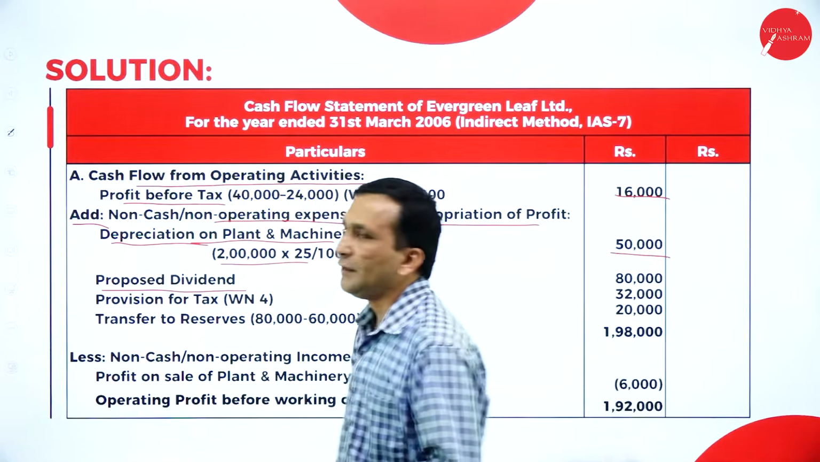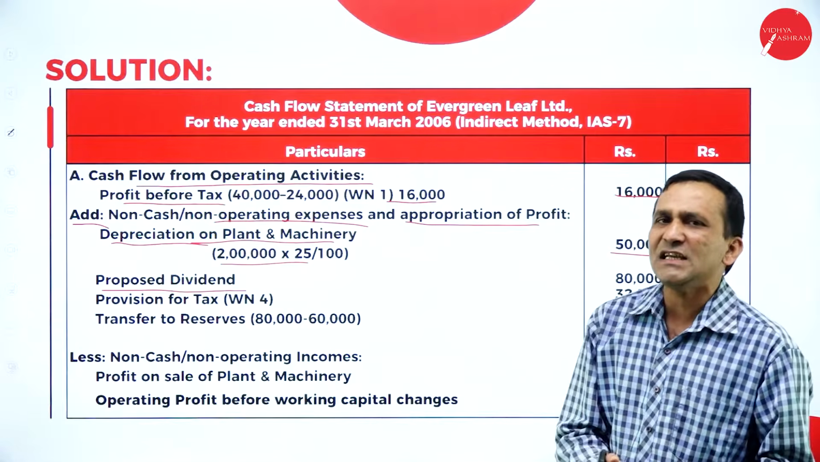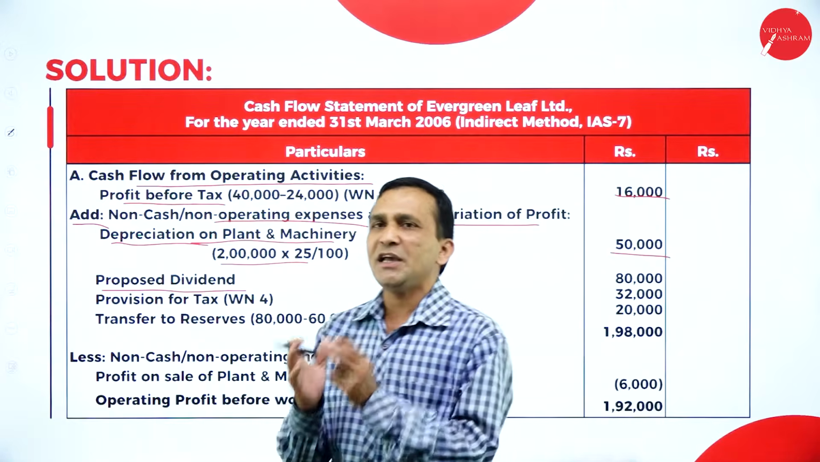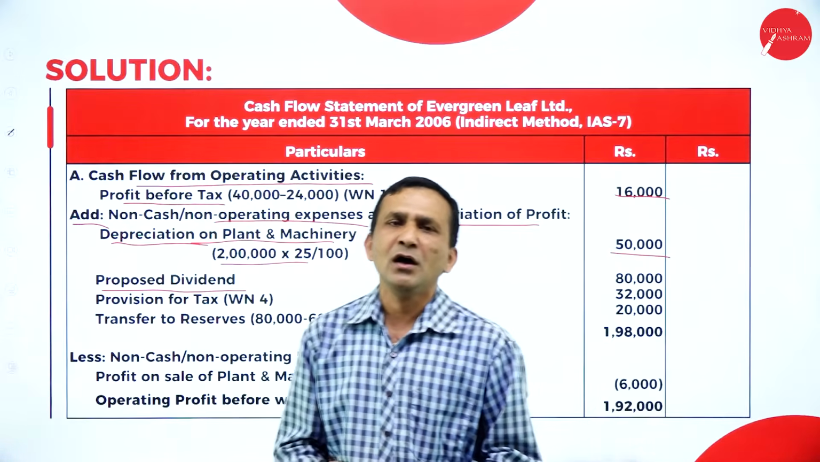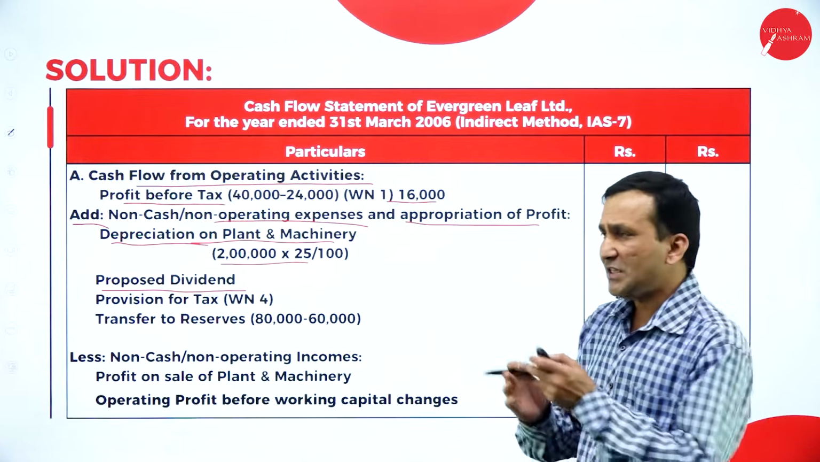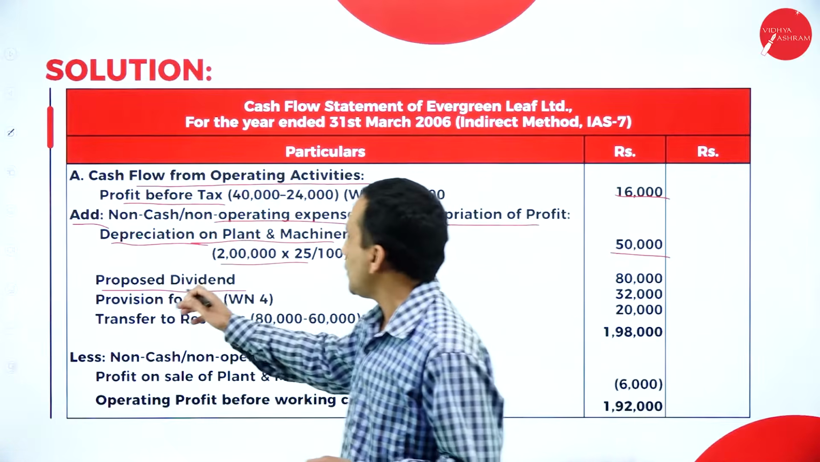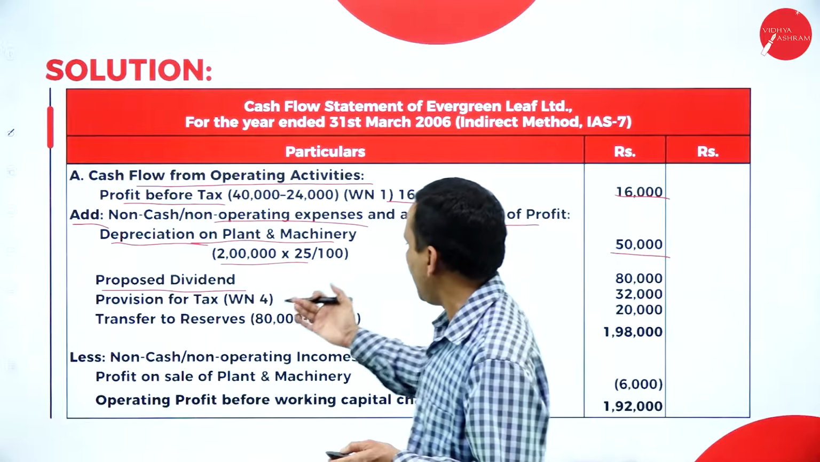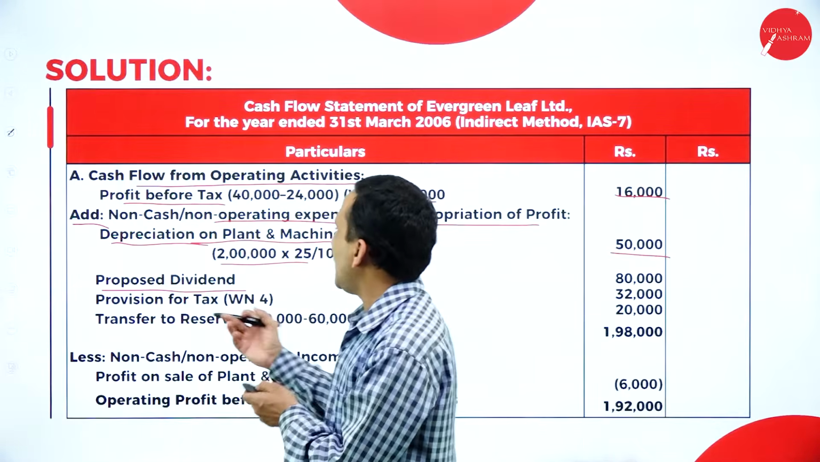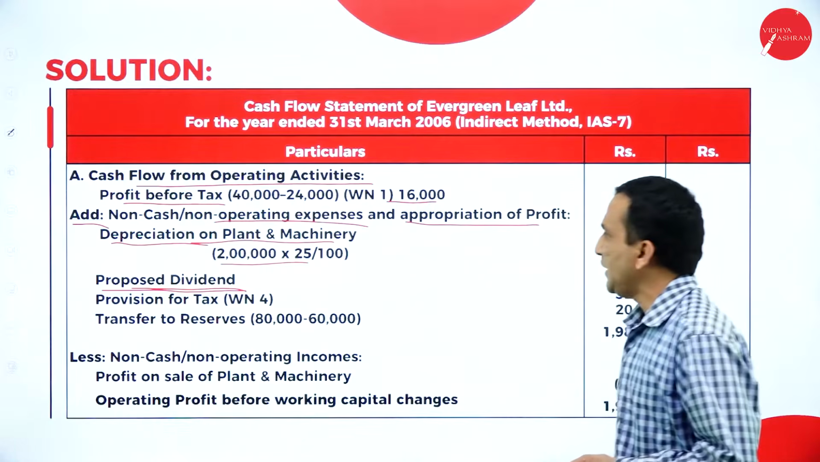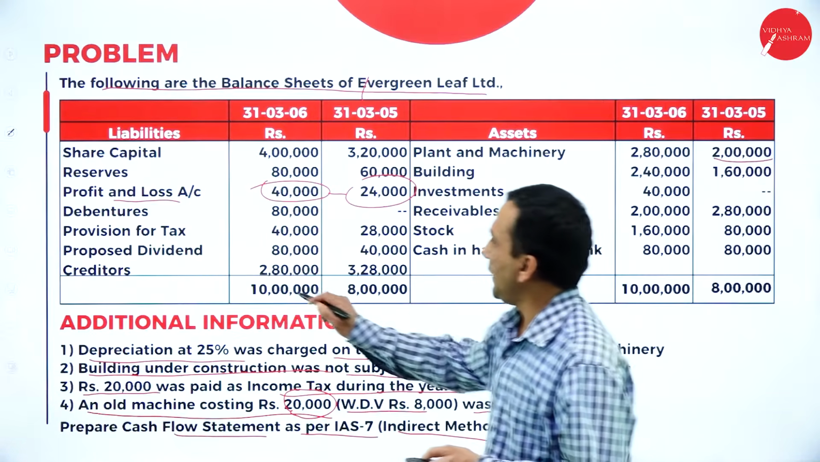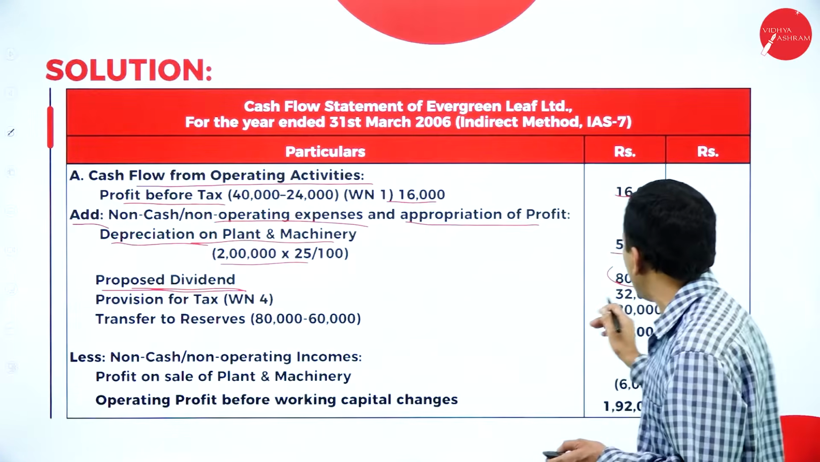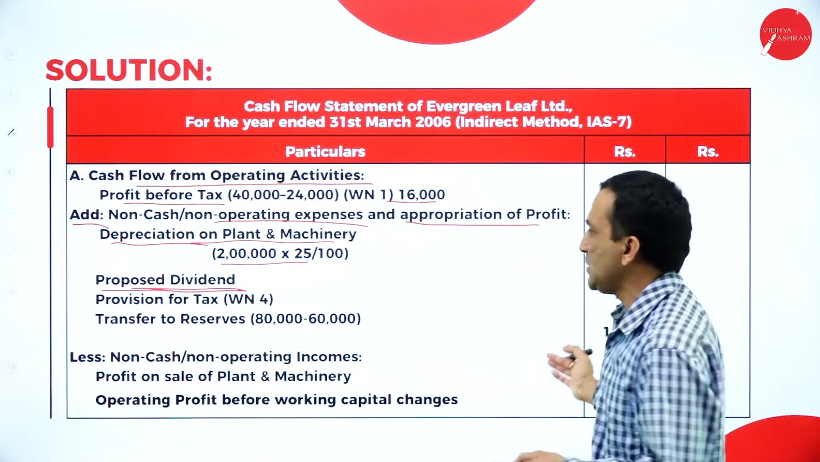Next one, the proposed dividend. Whenever you are raising a fund, in the liabilities they clearly specify share capital. Share capital means you are expecting share money from the shareholder, which is coming under the financial activity. But the proposed dividend that you are paying, we need to adjust to find out the net profit before tax. The proposed dividend of 80,000 is given directly for the closing date only, because we are preparing for the closing date. So that's what we need to consider for closing, if there is.